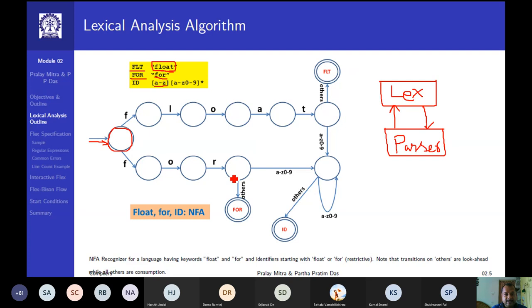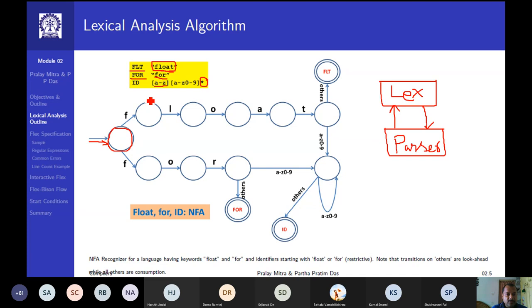Now this is my NFA. I am supposed to realize float, for, and the name of some identifier, ID, which will start with some character from A to Z, all small, as you can see from here, followed by something that may or may not be there. This is the Kleene closure, you see this star. So this means 0 or more occurrences of A to Z in small characters and 0 through 9 in digits.